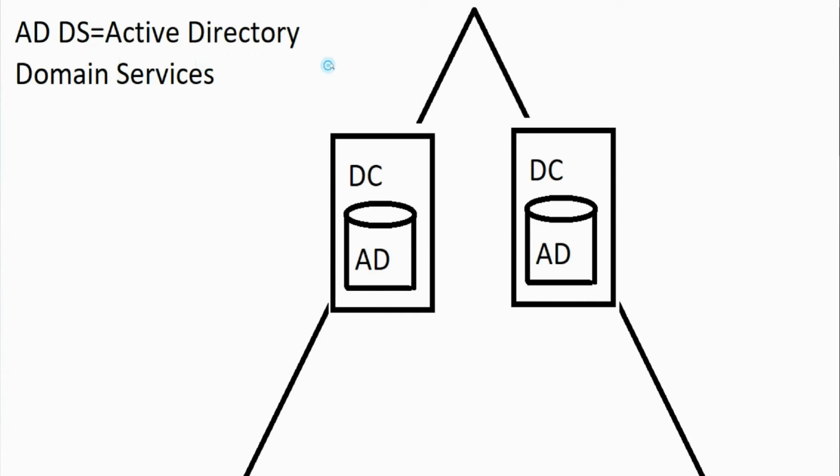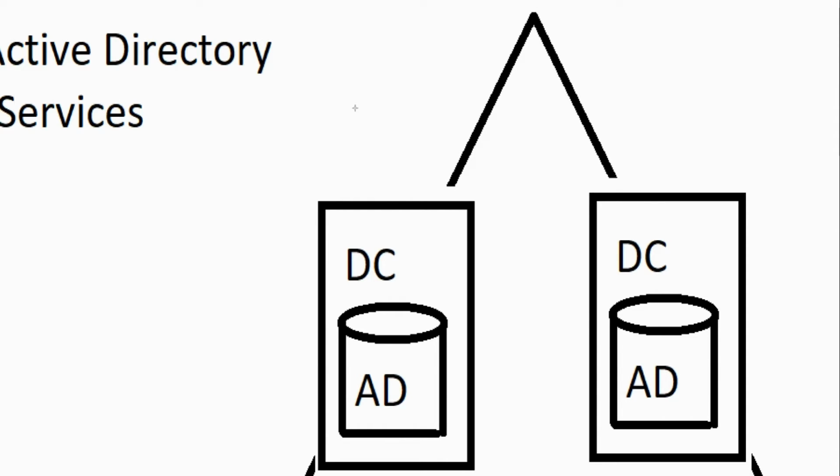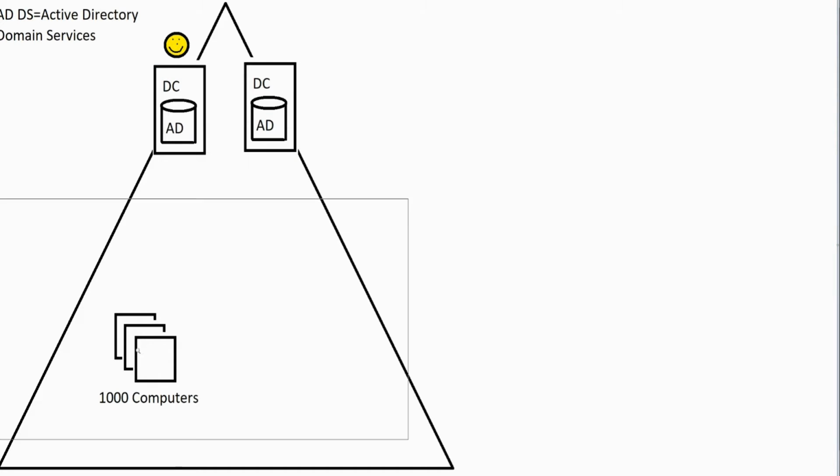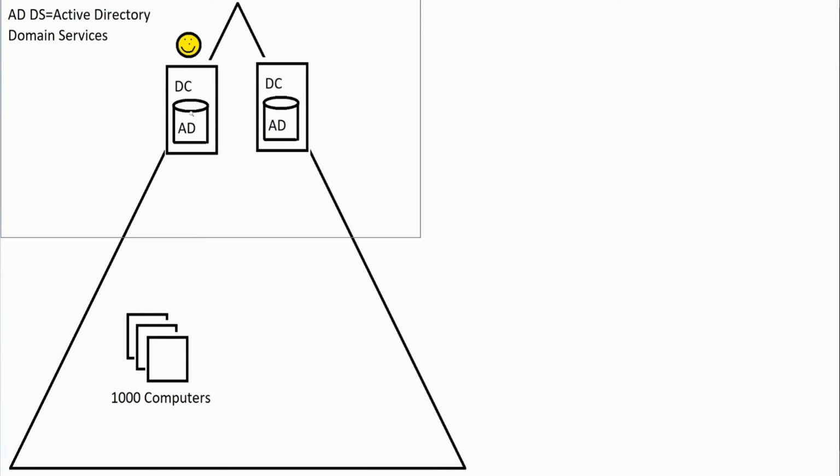So, for example, I'm going to make a little smiley face guy here, and this little smiley face guy is going to represent my user. So we create a user account on a domain controller. Now, the interesting thing really about domain controllers is that they replicate. So everything you do on one will replicate over to the other.